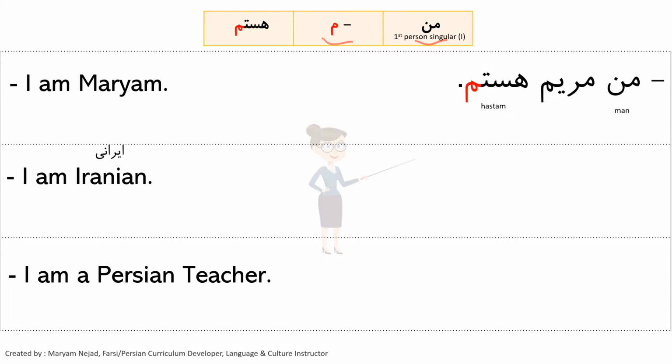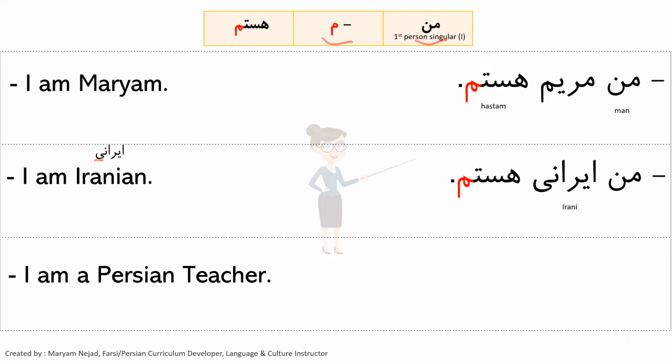So Iranian is Irani. And this letter E here makes it a proper adjective. Without this letter E, it is pronounced Iran, which is the country. All right, so man Irani hastam.